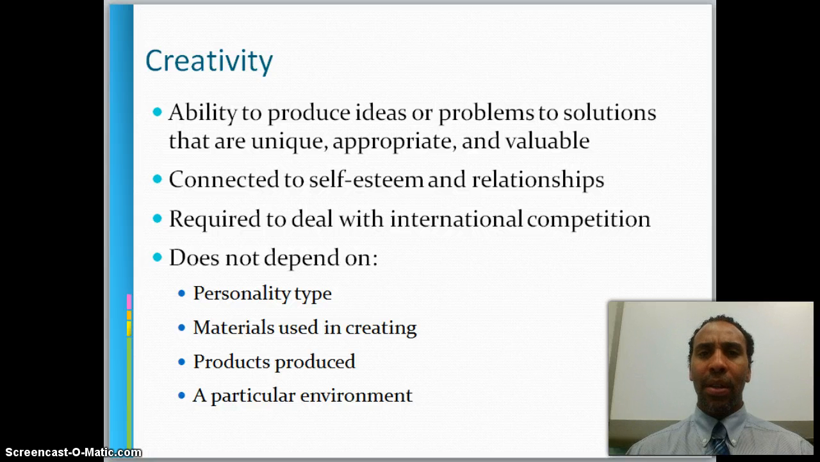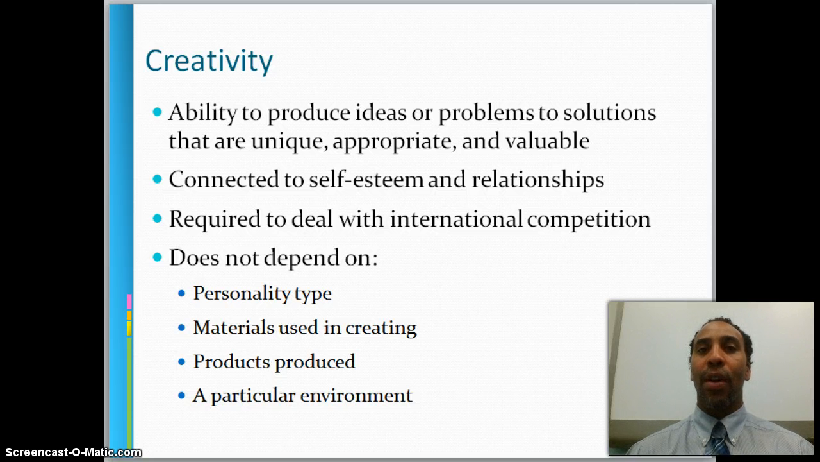So creativity, something that's very important in the workplace. Everything's not just X's and O's as it is on the playing field, or ones and zeros as it is in binary codes and computer programming. Creativity definitely plays a big part in the business environment. The ability to produce ideas or solutions to problems that are unique, appropriate, and also valuable. It's connected to self-esteem and relationships.